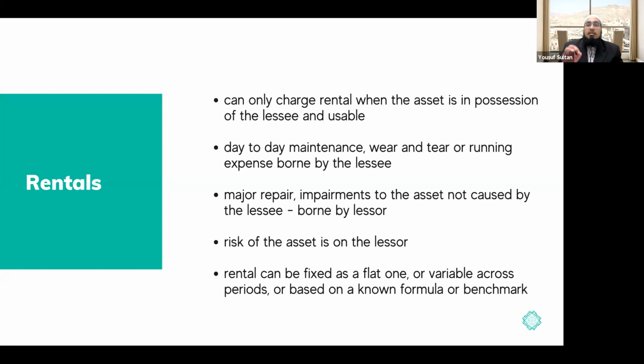However, if there is a major impairment or a major repair is required, that is something that has to be borne by the lessor, because the lessor needs to ensure that the asset remains usable, and the lessee has to ensure that the asset is taken at best care. So, for example, if the asset is put under circumstances because of his negligence, and then it is damaged, then he has to bear the cost.